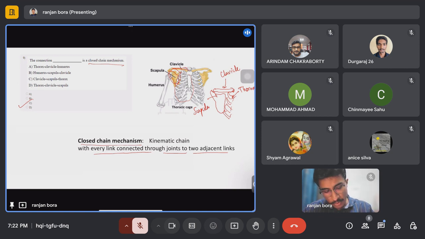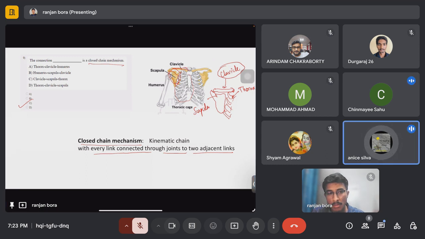So according to the definition of closed chain mechanism, when every link is connected through joints to two adjacent links, that means if we consider this clavicle as a link, then this link is connected to two adjacent links. Means we are considering every part as a link. Clavicle as a link, scapula as a link, and thorax as a link. So every link is connected to all the neighboring two links. You can see scapula is connected to both clavicle and thorax, and similarly thorax is connected to both clavicle and scapula. That's why it is a closed chain mechanism.